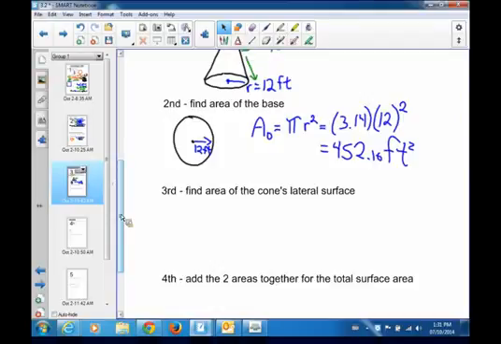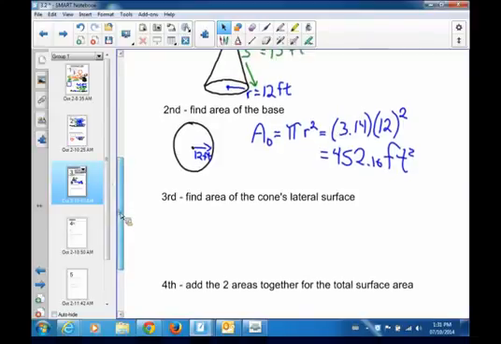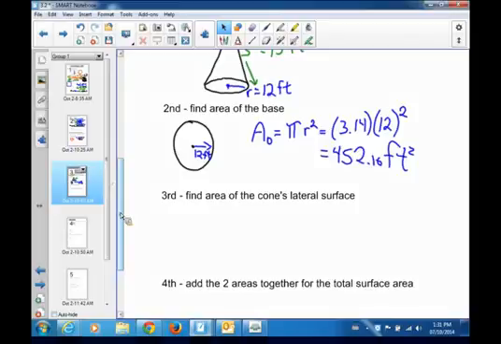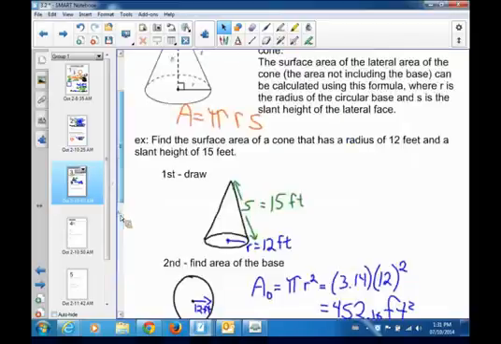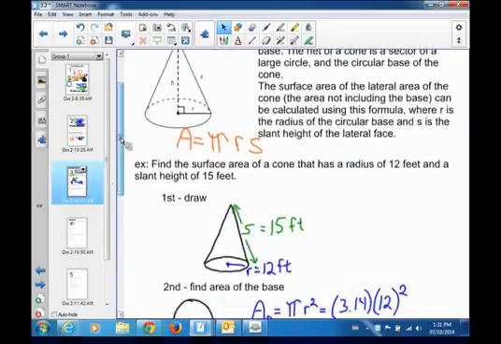Find the cone's lateral surface. Now that's the tarp, if you were talking about. I use teepee just because it's the easiest to think of. You actually do take that apart, right? And you know how that's shaped. Find the area of the cone's lateral surface. So we got to use that new formula, pi r s.